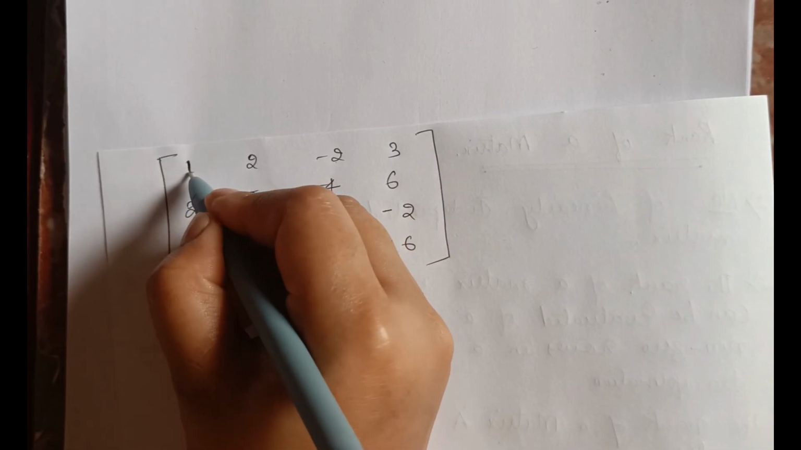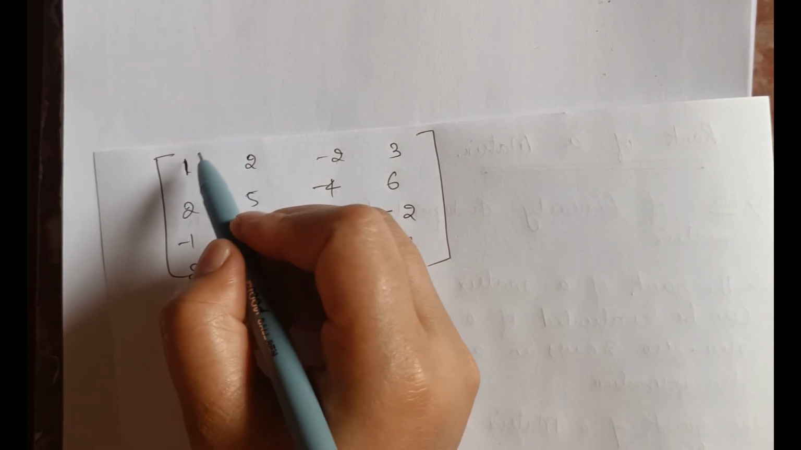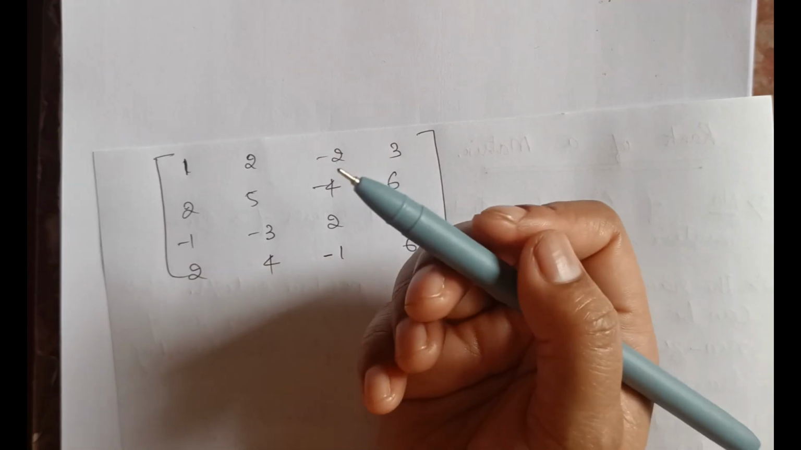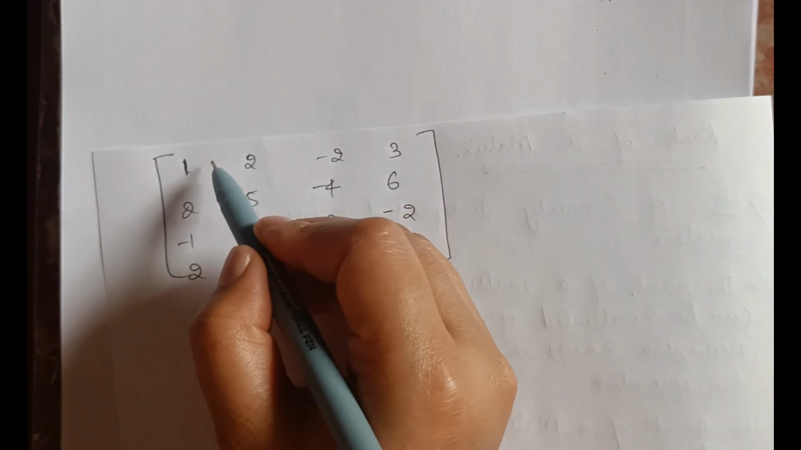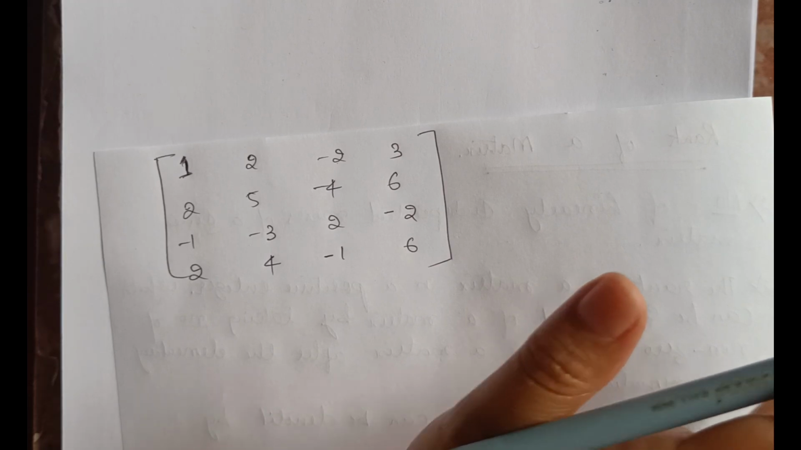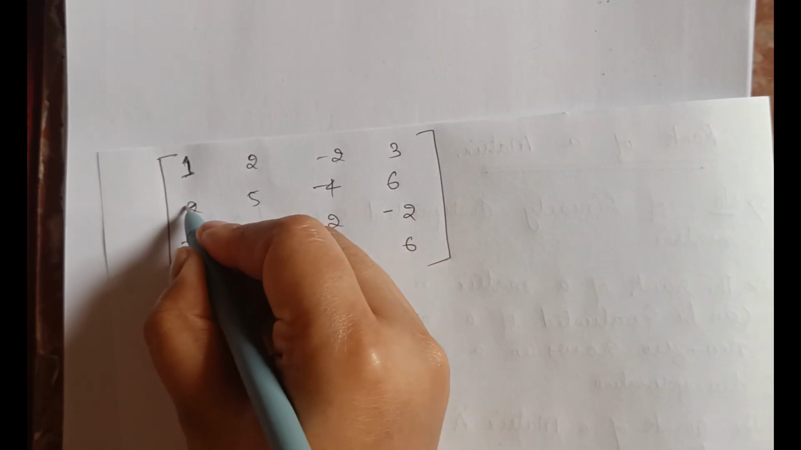So here, if you can see in the question, the first rule was that the first element of the first row must be 1. In the question, they have made it easy for us by giving 1. So we will not touch the first row at all. Let's go for the second. This 2 must become 0, right? To achieve the echelon form.